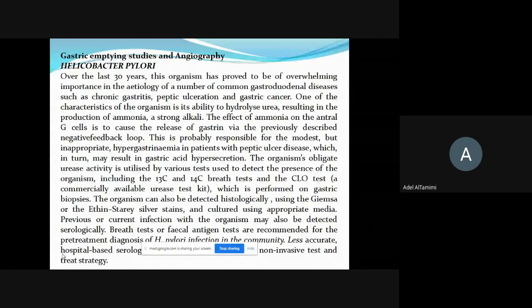Other tests that can detect infection with this organism are the breath test and the fecal antigen test, which are available as laboratory tests for the diagnosis of this bacteria.